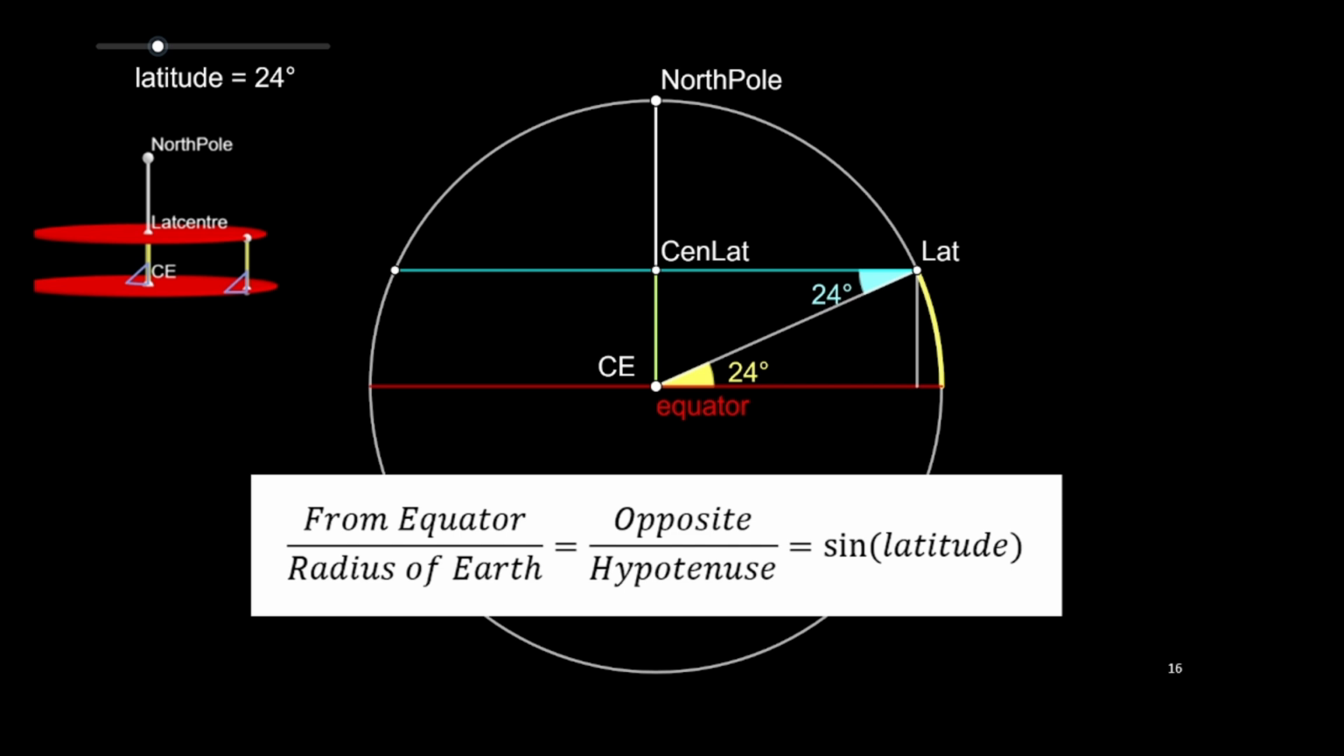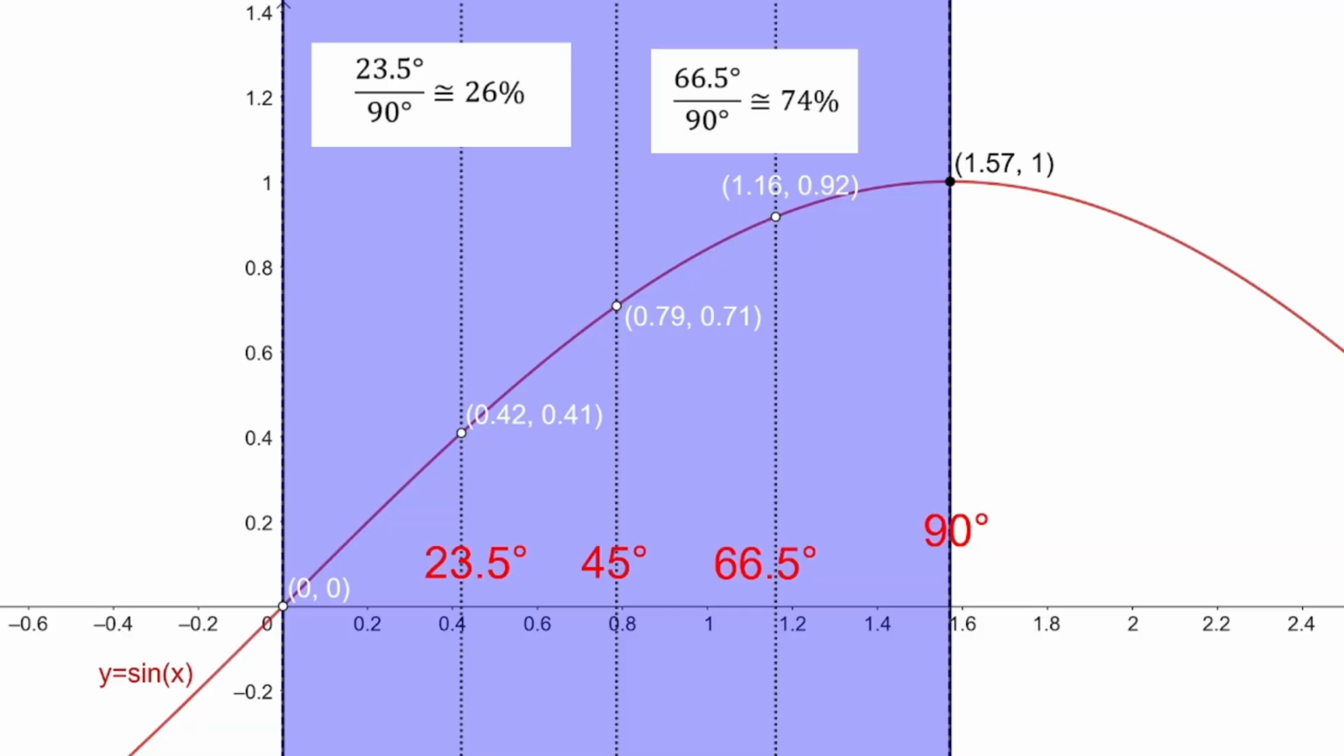So that gives us, if we look at the ratio of the distance from the equator to the circle of latitude over the radius of the Earth, that turns out to be the opposite over the hypotenuse, which is the sine. So the answer to our question is the distance from the equator is always the sine of the latitude, which is straightforward enough. And as we can see, sine behaves like this, so that's why we cover more distance, apparently, in the early degrees than we do the closer we get to the North Pole.